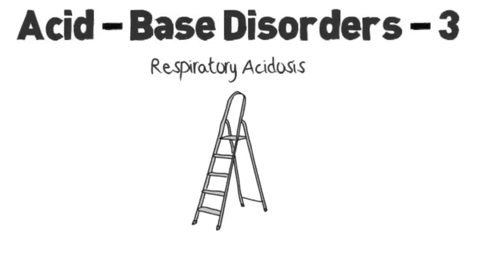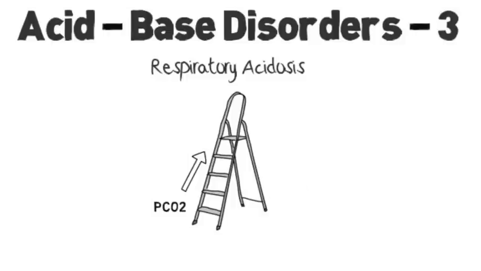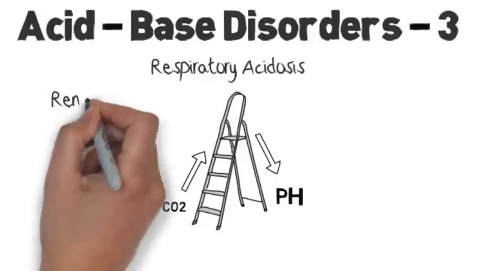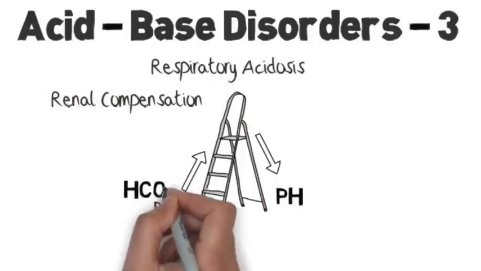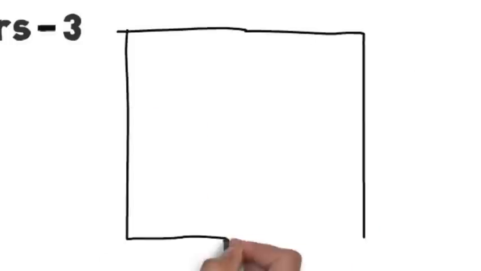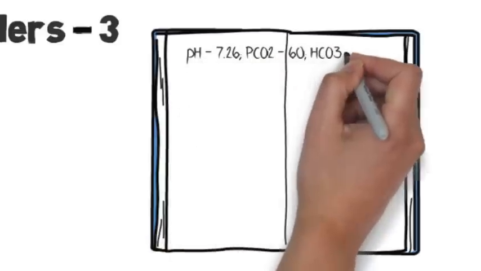In respiratory acidosis, the primary problem is PCO2 increase, then pH will decrease. After that, renal compensation happens, so bicarb increases in the same direction as PCO2. So let's see this example.